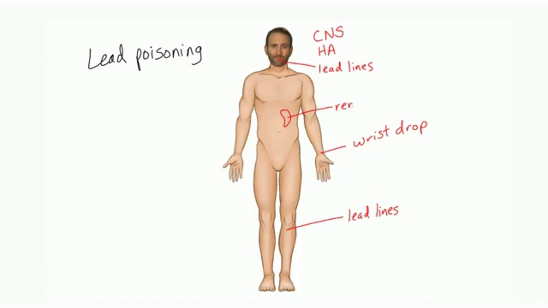Patients can have renal failure. They can have abdominal colic. And they can have microcytic anemia with basophilic stippling.